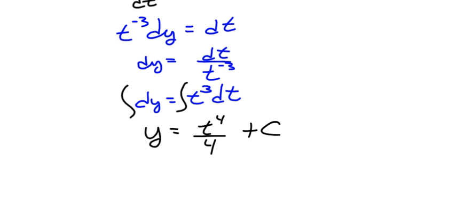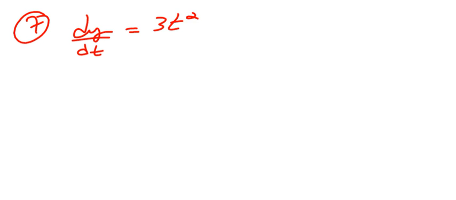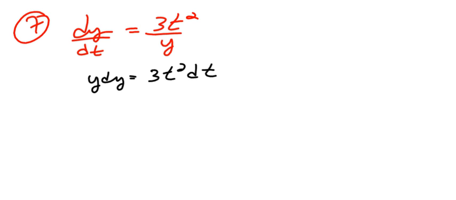Let's do another one. Let's do number 7. Given this function, let's go ahead and separate and find its antiderivative or solution. So I'm going to go ahead and multiply both sides by y and multiply both sides by dt. And I would get this. And then I'm going to go ahead and take the antiderivative of both sides.